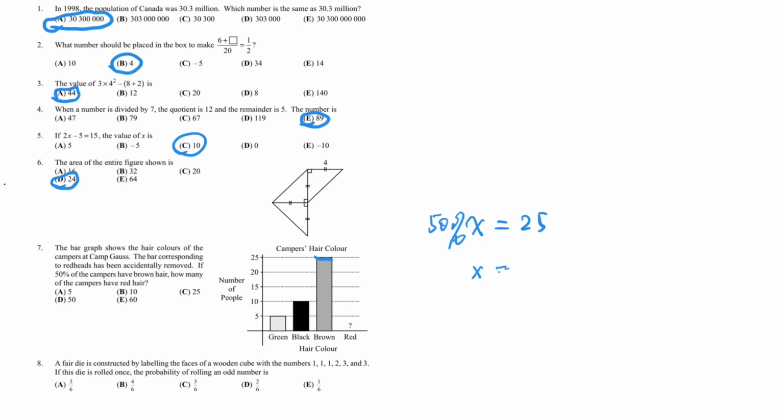X is 50. The total number of campers is 50, minus green, 5 students, minus black, 10, minus 25 brown. That's 10. 10 campers have red hair. Therefore, the answer is B.